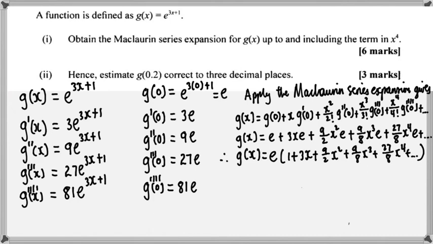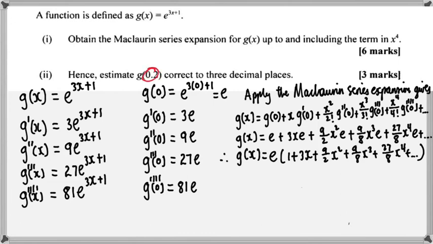There's also a part two. And in part two, they asked, hence, state g of 0.2 correct to 3 decimal places. So with a question like this, the hence is very important here. Hence means use the information from the previous part, which is part one. They say estimate g of 0.2, and they say estimate it. So we have to use the Maclaurin series expansion, this expansion here, to estimate g of 0.2.